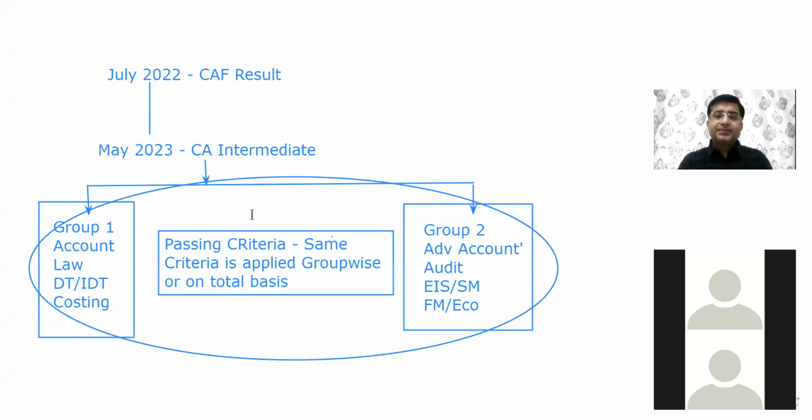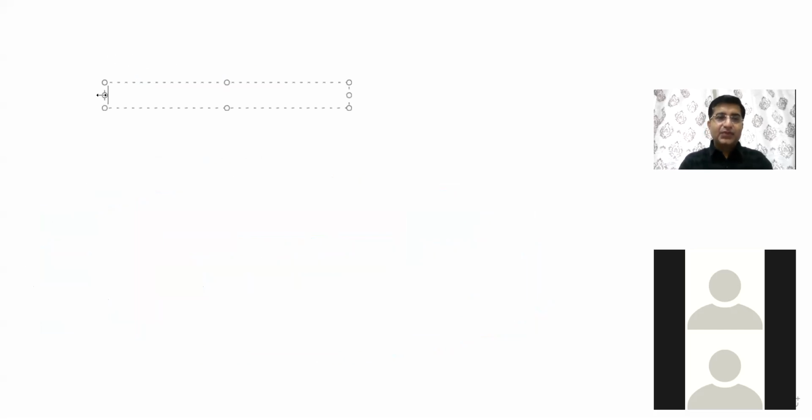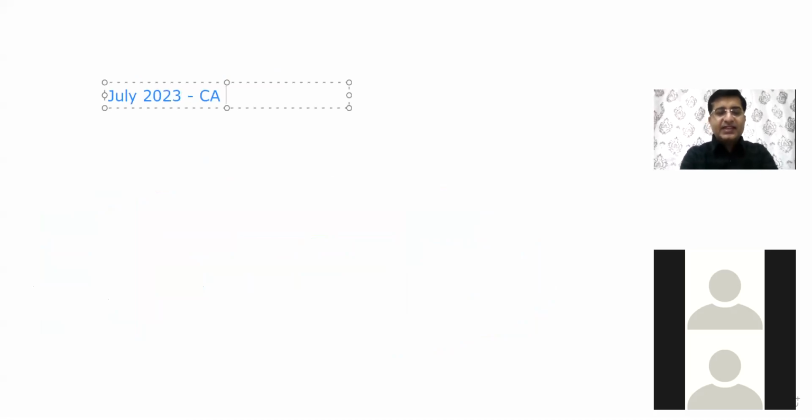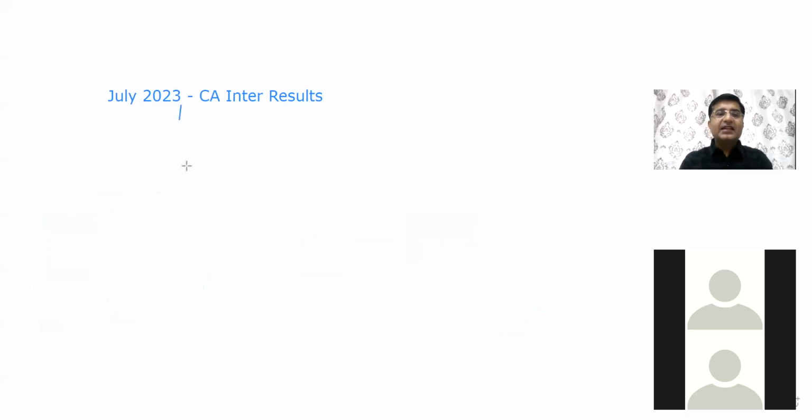The next point is that after clearing your CA intermediate, the next level that you have is the CA final level. So July of 2023, you'll have CA inter results, right? And once you are able to pass this, I assume that you have cracked it. After that, the real journey of chartered accountancy starts.